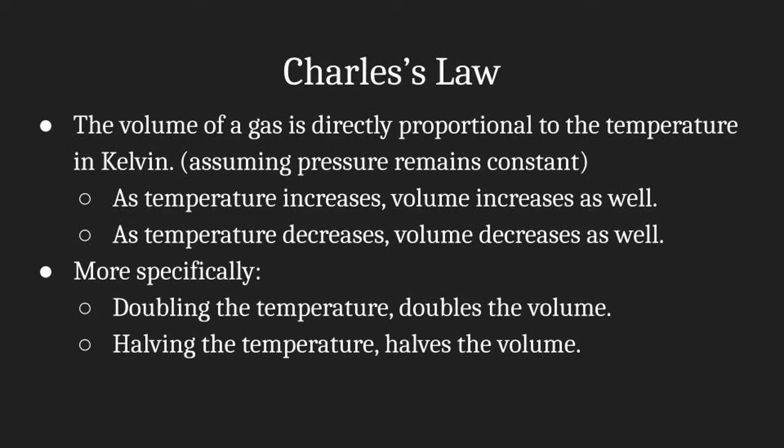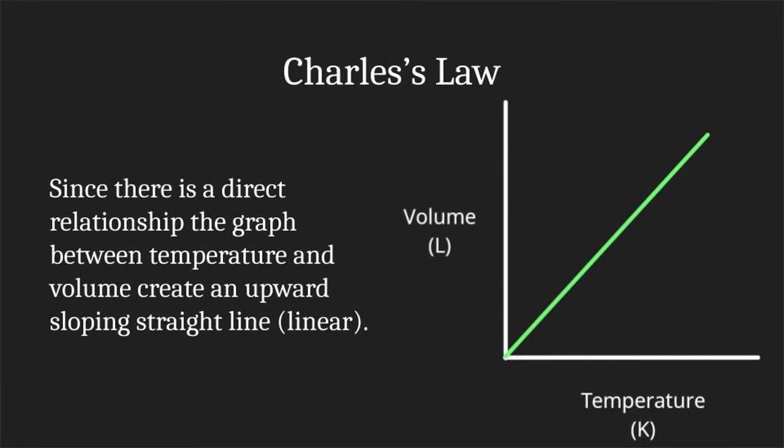Now, more specifically speaking, if we were to double the temperature, that will double the volume. And if we were to halve the temperature, that would halve the volume, assuming that those temperatures are in Kelvin. Now, it doesn't just have to be doubling and halving. For example, if we were to triple the temperature, the volume would triple as well. Due to this direct relationship seen on the last slide, if we were to make a volume versus temperature graph, we would get an upward sloping, linear, or straight line, as seen in the graph on the right.